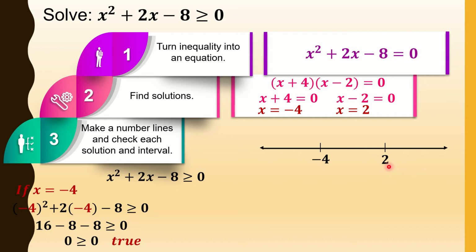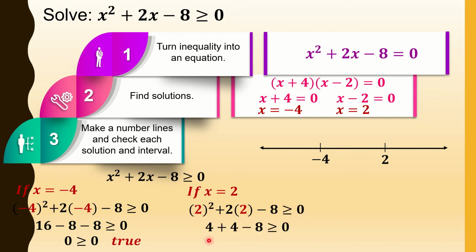Let us have our second solution. If x is equal to 2, the same, I'll be substituting this 2 to our variables here. So we have 2 squared plus 2 times 2 minus 8 should be greater than or equal to 0. So let's try. After evaluating this one, we have 4 plus 4 minus 8. And 4 plus 4 is equal to 8. Minus 8 is equal to 0. Therefore, 0 is equal to 0. It means that our solution is also true.